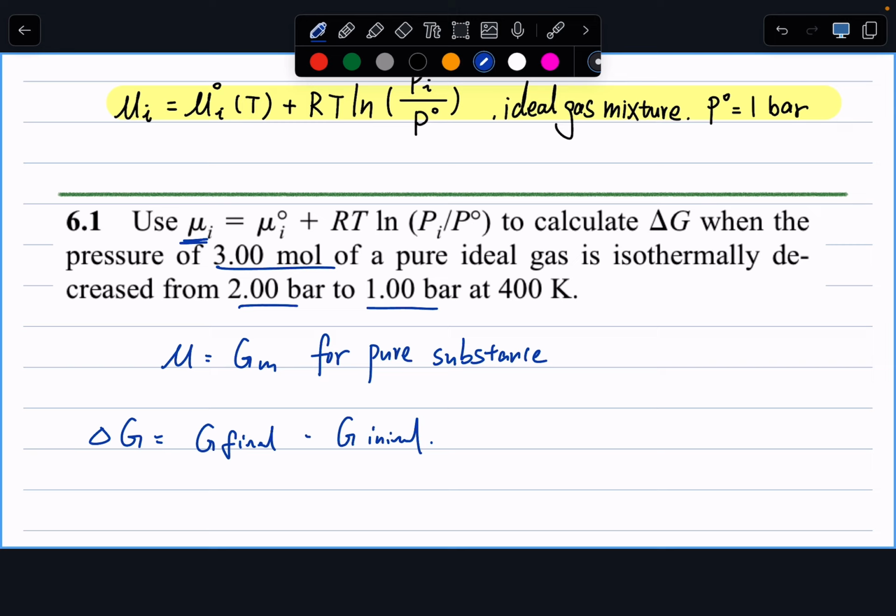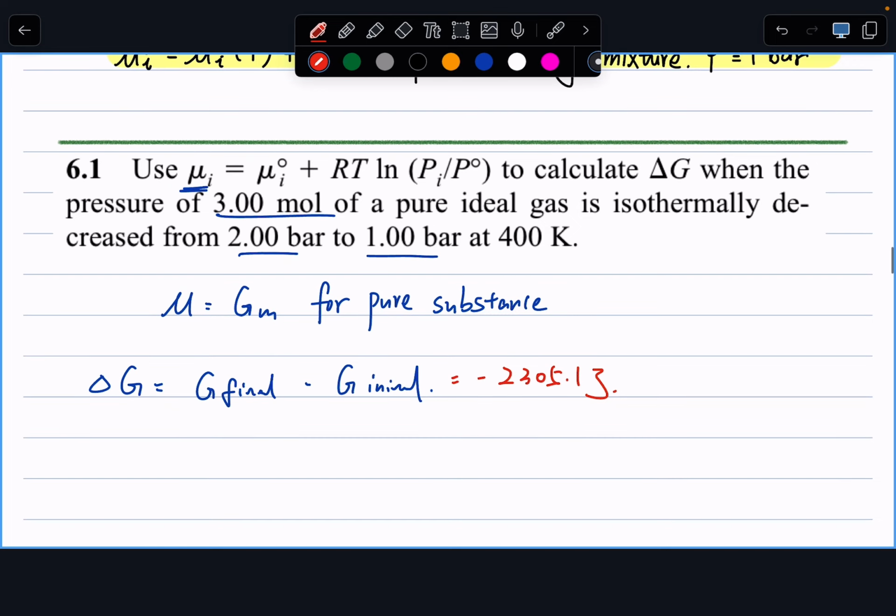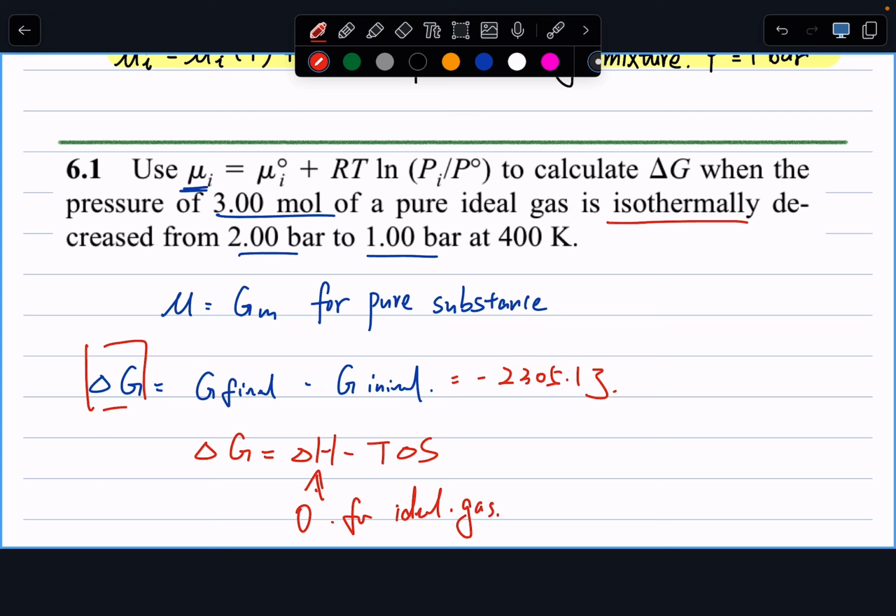All right. So this question, I'm not going to plug in the numbers with you, but I'll give you the answer and ask you to think about the physical meaning behind that number. In this case, we solve for delta G, and the number we get is negative 2305.1 joules. So what does that mean? We solved for delta G, and we know that delta G equals delta H minus T delta S for this isothermal process. And since we're dealing with ideal gases, delta H is 0 for ideal gas isothermal processes.